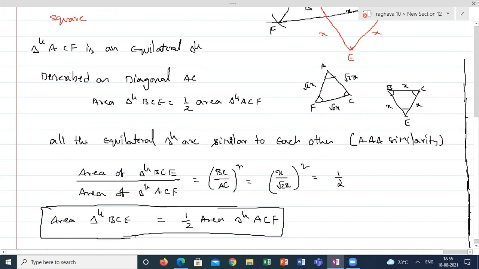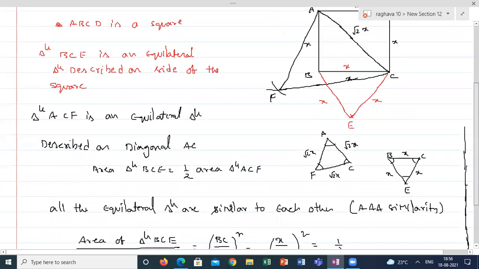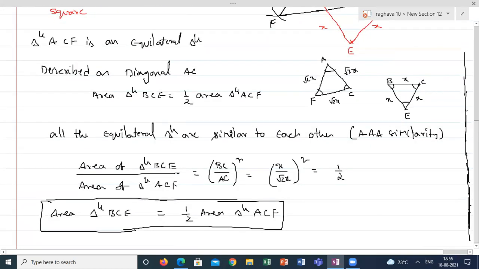With that side, you have to form a triangle. So triangle BCE is half of the area of the triangle ACF. Simple only. Understanding the question is the key here. Is it clear? This question is clear, guys. Is this question clear? Yes, sir.